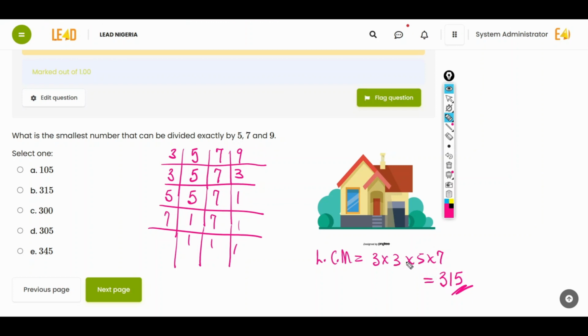35 times 3 rather. Let me go again. 7 times 5 is 35, times 3 is 105. Then times 3 again is 315. Yes, so 315 is correct.